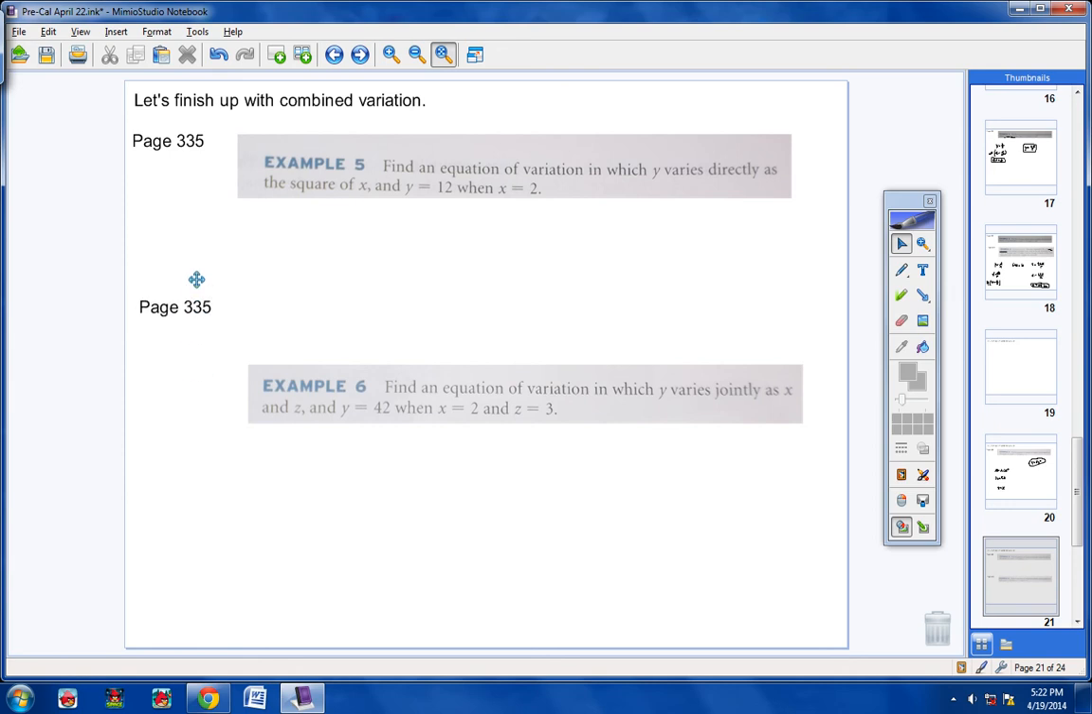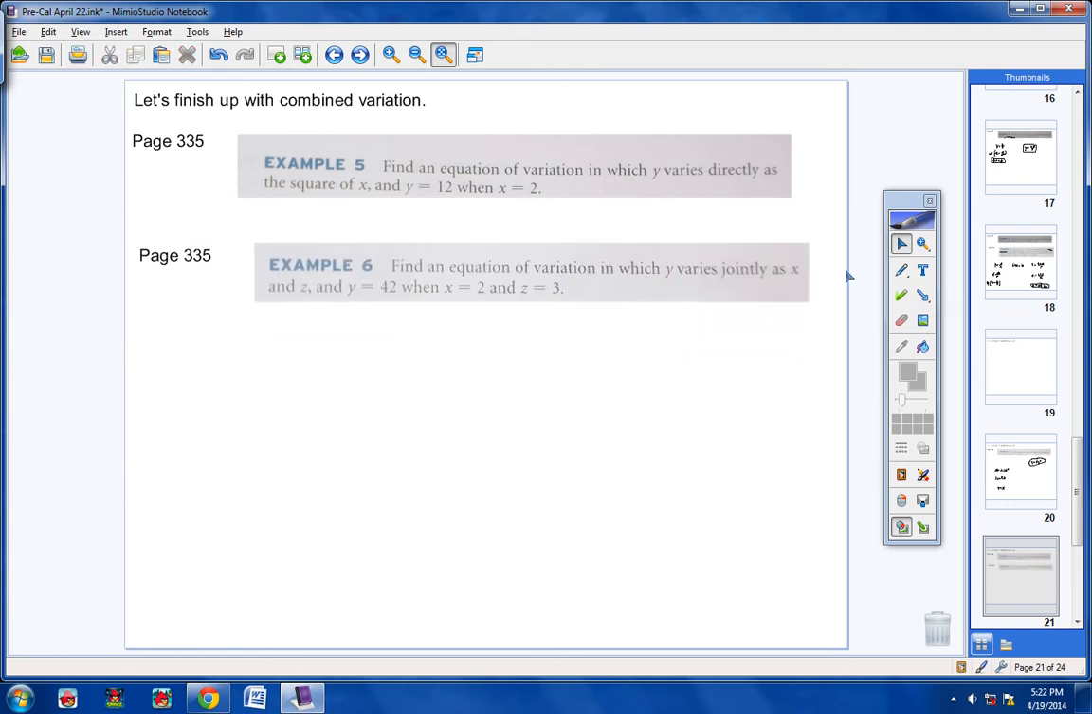Find an equation of variation. Now here's a new phrase you've never heard of, so listen carefully. In which y varies jointly as x and z. Now I've never taught you this, so listen carefully. Whenever you see joint variation or y varies jointly, it is assumed that you have direct variation. And not only is that assumed, you're going to have more than one variable on the right side. Let me show you what I mean. Y varies jointly as not only x, but also z.